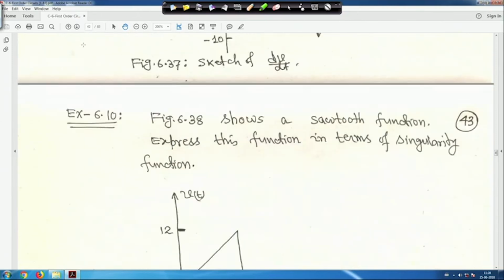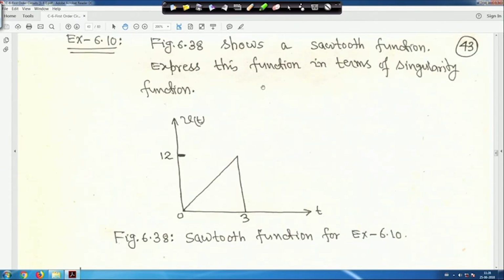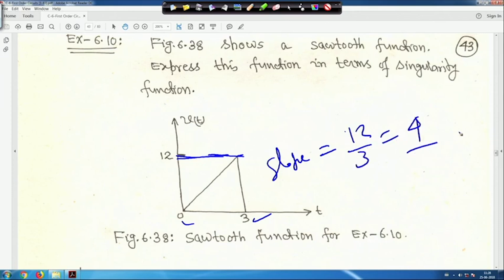So another one will take things like this figure. It shows a sawtooth function; express this function in terms of singularity functions. It is basically a ramp function, and another thing is that it is a gate function, right. The height is 12, and from here to here it is 3. So its slope is equal to 12 by 3, which is 4. The slope is equal to 4 for this straight line, right.